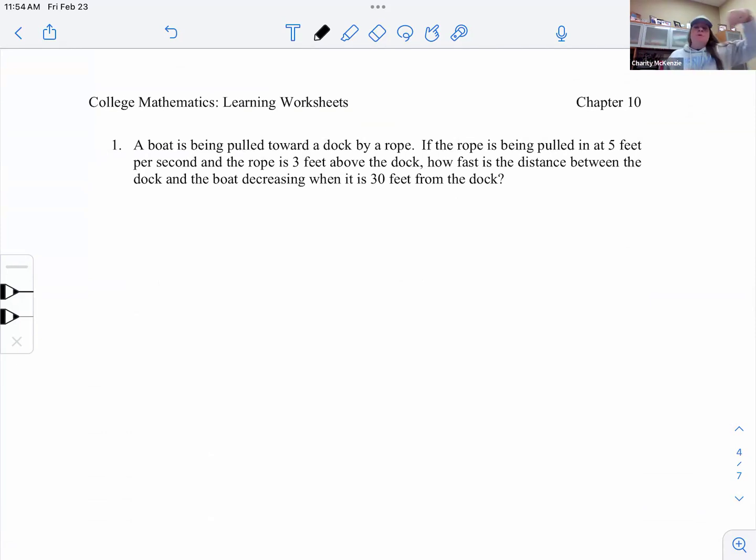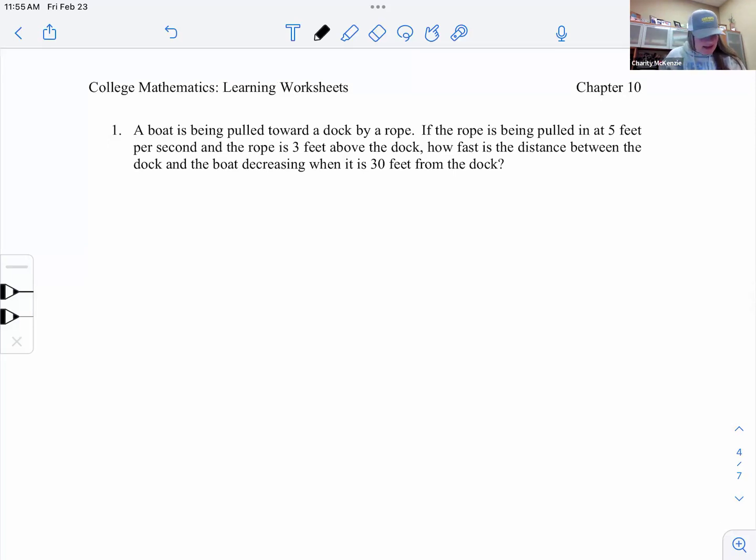So a boat is being pulled towards a dock by a rope. If the rope is being pulled in 5 feet per second, and the rope is 3 feet above the dock, how fast is the distance between the dock and the boat decreasing when it is 30 feet? Ooh, I need a picture.